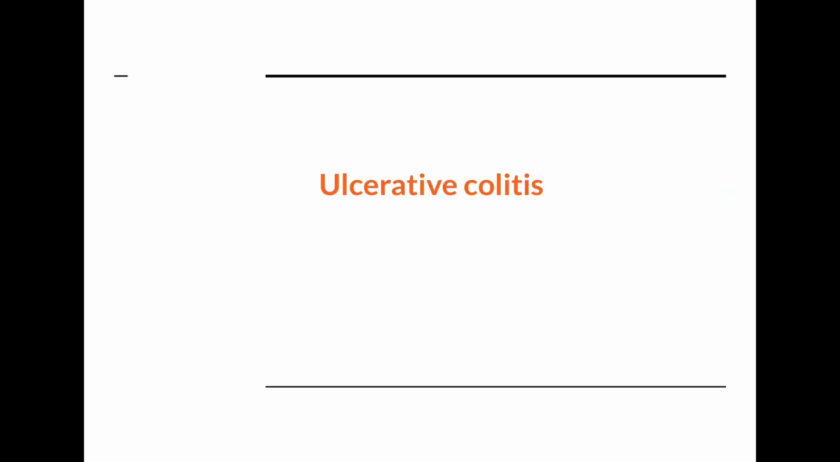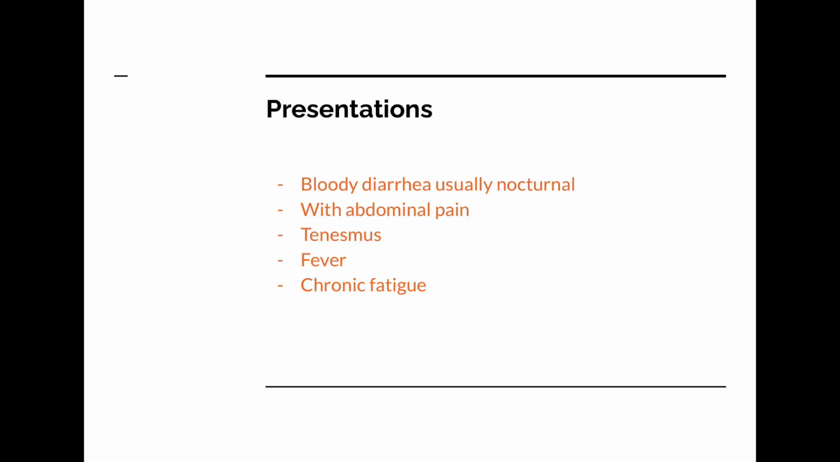Now I'll talk about ulcerative colitis. Ulcerative colitis presents with bloody diarrhea that's usually nocturnal, associated with abdominal pain and tenesmus, which is a frequent urge of defecation without being able to, likely because of the inflammation involving the rectum, also fever and chronic fatigue.